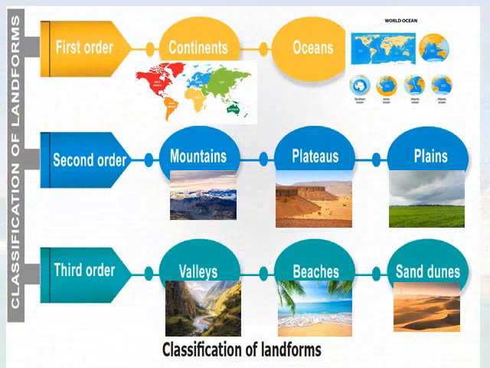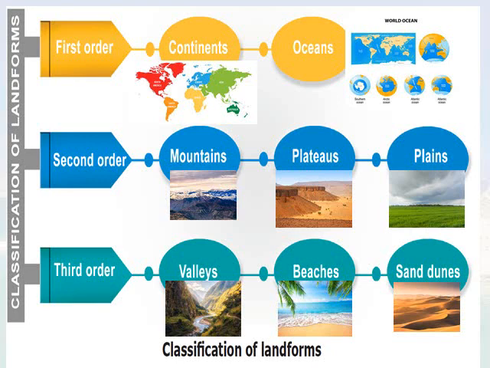The classification of landforms is: first order, which is made up of continents and oceans; second order, mountains, plateaus and plains; third order, valleys, beaches, sand dunes. I repeat, the first order is continents and oceans, second order landform is mountains, plateaus and plains, third order landform is valleys, beaches and sand dunes.